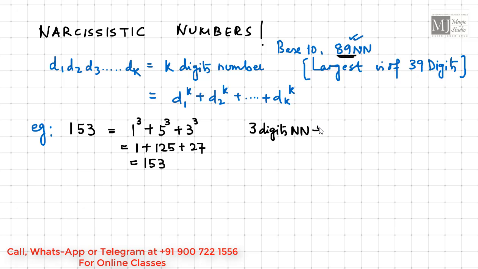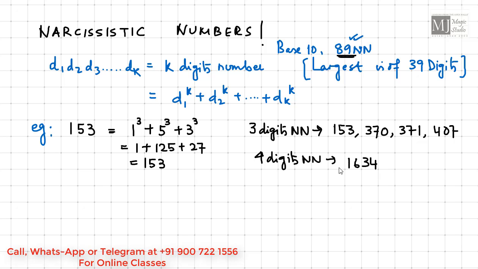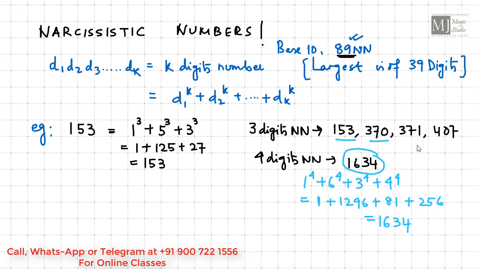Few examples to quote are 153, 370, 371, 407. A 4-digit narcissistic number is 1634. 1634 is a 4-digit number, which means we should be raising all the digits to the power 4. You can remember, you can learn, you can learn by heart these examples at least.